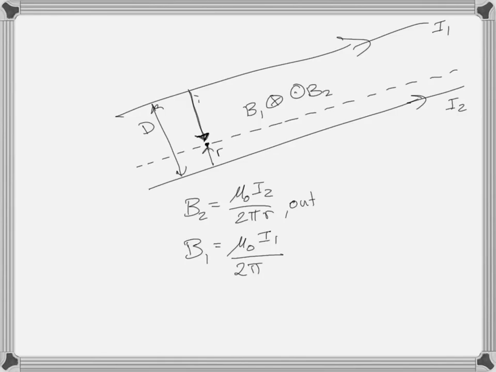We can call it r1 if we want, but actually we don't need another variable because it's just d minus r. So at that same point, the magnetic field due to 1 is mu naught I1 over 2 pi times d minus r, and it's into the page. We already argued why it's into the page. So in order for the two to cancel, one's out and one's in, then they just have to be equal in magnitude.